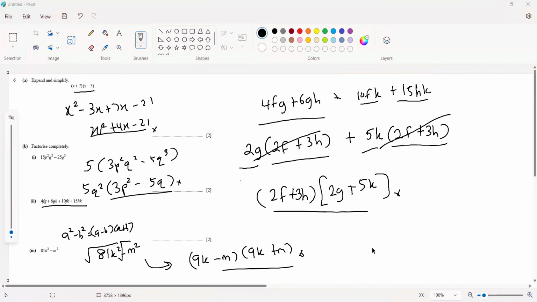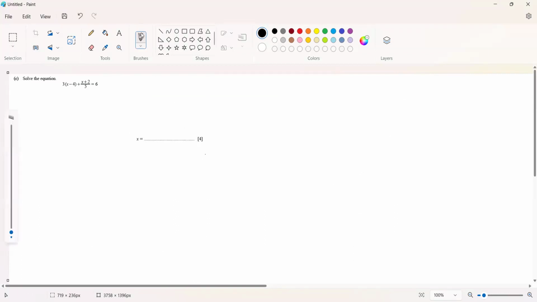So in question C, they asked us to solve the equation. So we just need to expand our brackets first. So 3x minus 12 plus x plus 2 over 5 equals to 6. Multiply everything by 5. 15x minus 60 plus x plus 2 equals to 30.